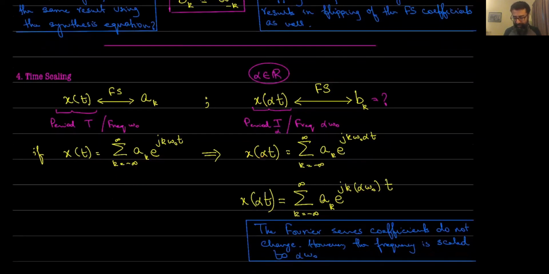So for x of alpha t, I just simply replaced t with alpha t, and all that changes is the frequency changes to alpha times omega naught. Okay? So if the frequency changes to alpha times omega naught, the Fourier series coefficients do not change. They remain the same. Right?